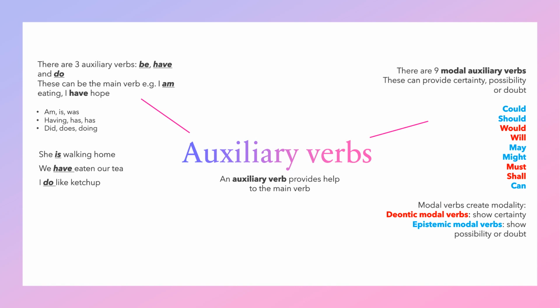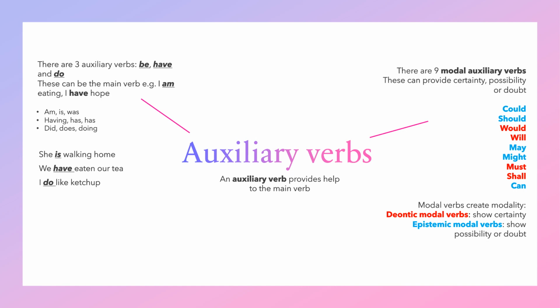So you can have nine modal auxiliary verbs which show certainty, possibility, or doubt. These auxiliary verbs are could, should, would, will, may, might, must, shall, and can. There are two types of modal auxiliary verbs. These are either deontic, which show certainty, or epistemic, which show possibility or doubt.